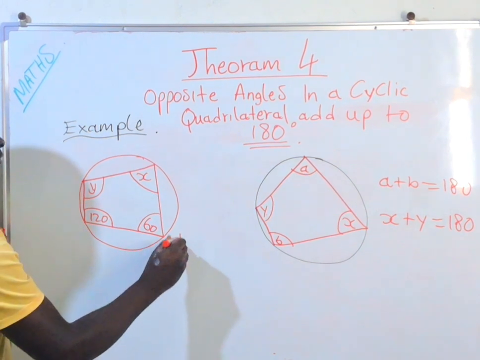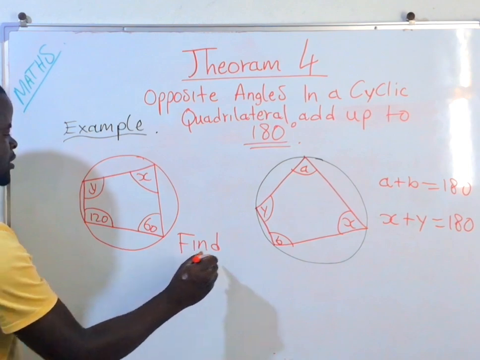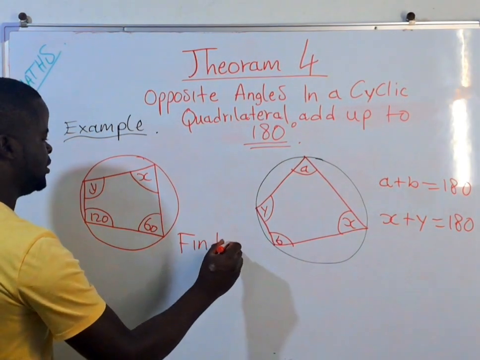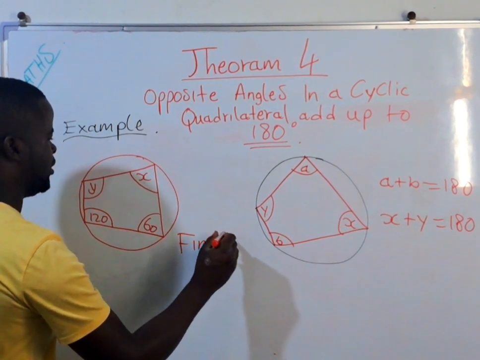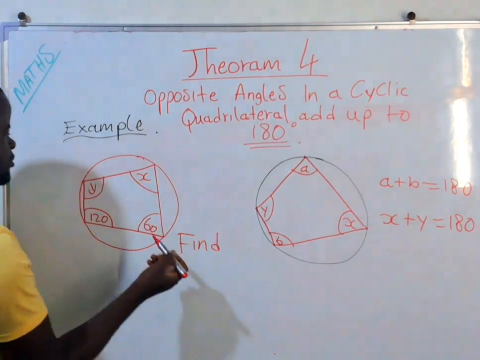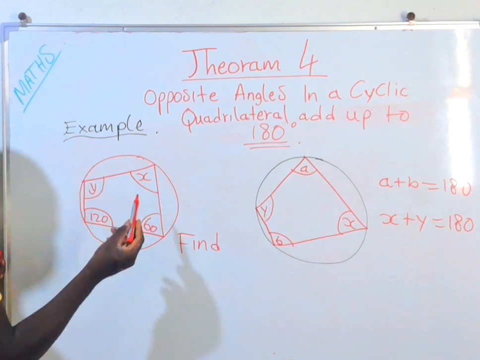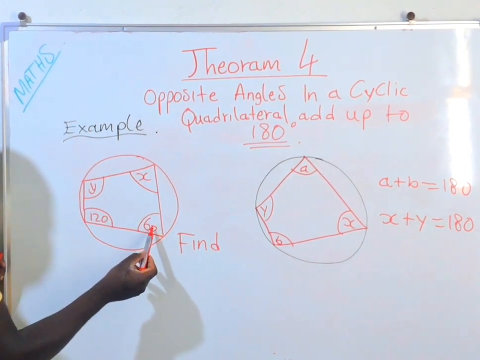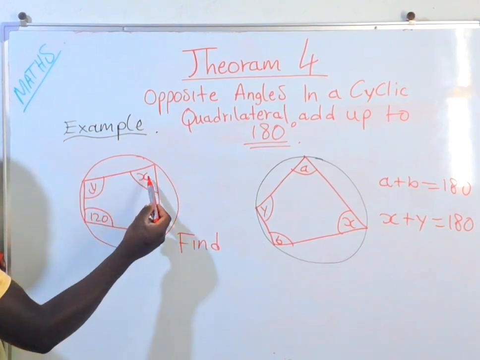So the question is: find X and Y. So find angle X and angle Y. Find the value of X and the value of Y. Remember that if we have 4 vertices touching the circumference of the circle, this 60 degrees becomes opposite to Y, and this 120 degrees becomes opposite to X.